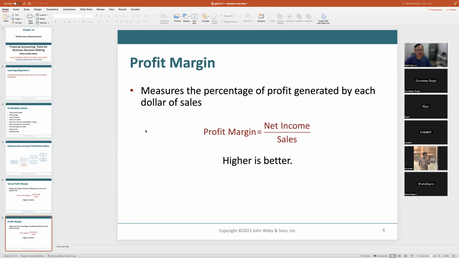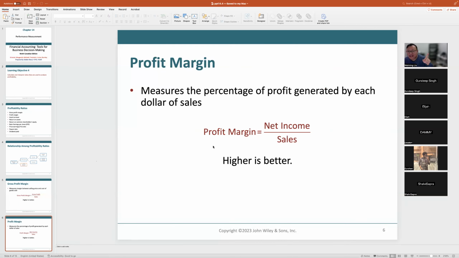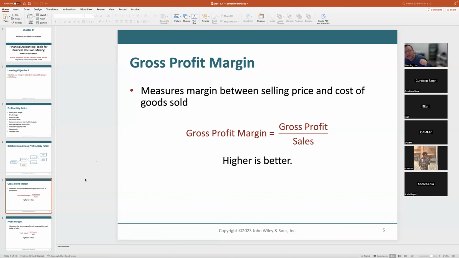And then what is the profit margin? Profit margin is net income divided by sales. And gross profit margin is gross profit divided by sales. So these are the two margins. The denominators are both sales. The difference is on the numerator. Gross profit margin is the gross profit divided by sales, and the profit margin is the net income divided by sales. So what's the difference? Let's continue the story.